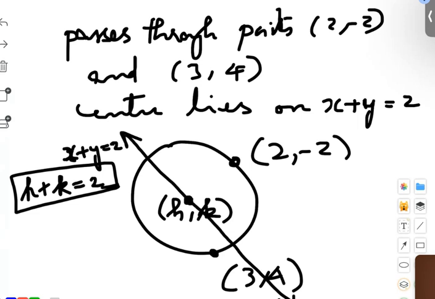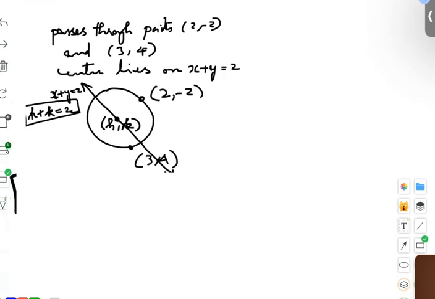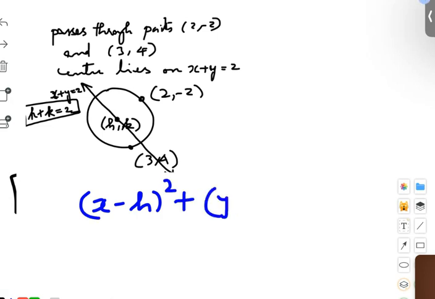Likewise, what is the equation of the circle? The general form of the equation of the circle that we saw so far: x minus h whole square plus y minus k whole square is equal to r square.